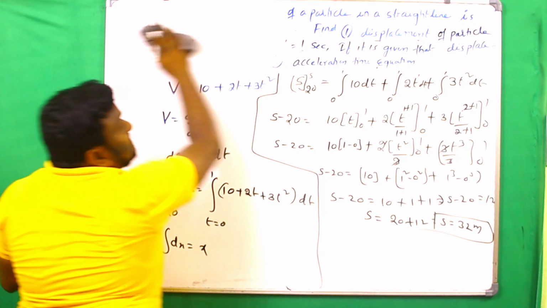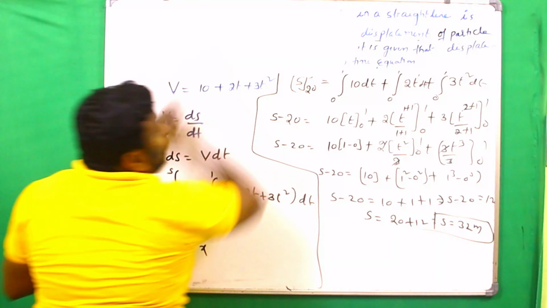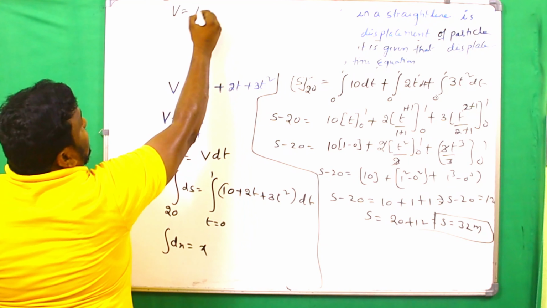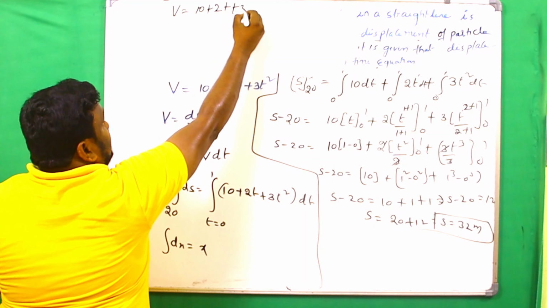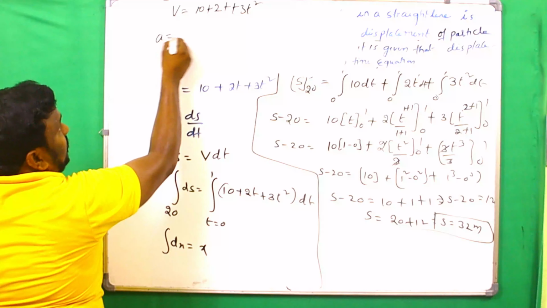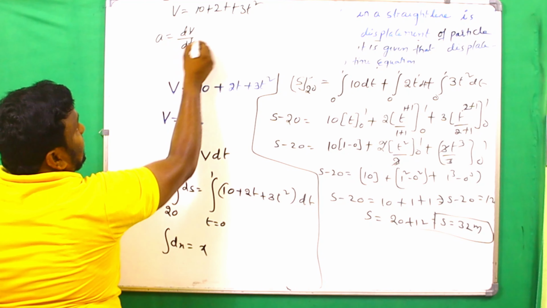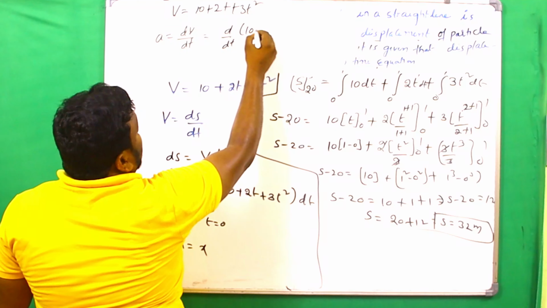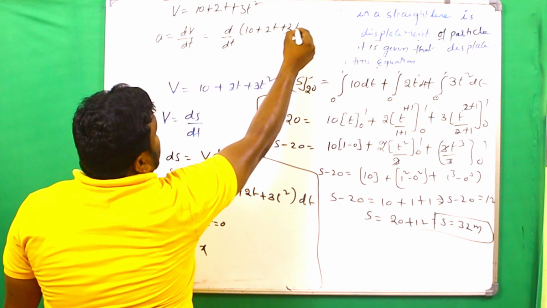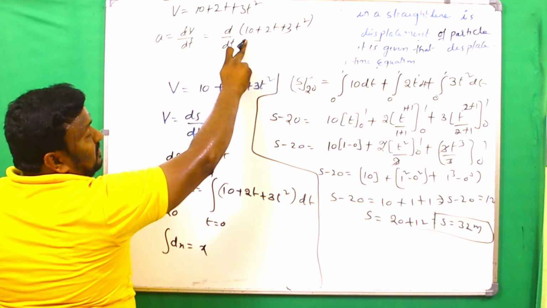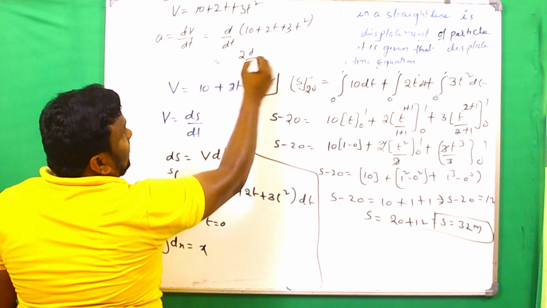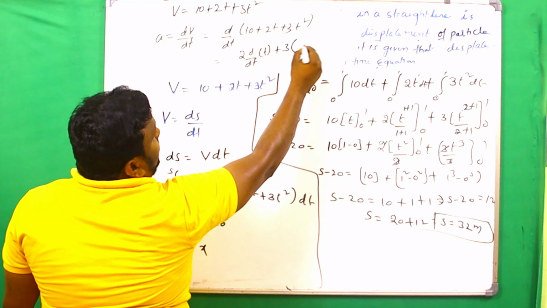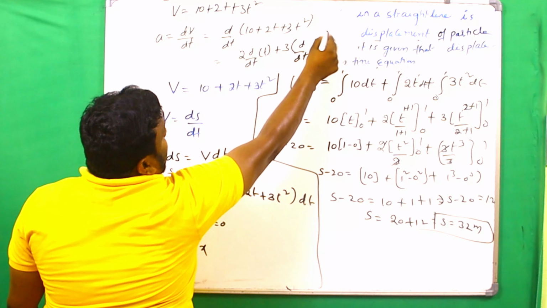Okay, clear? And the second one is we want to find the acceleration. Already, v equals 10 plus 2t plus 3t square. Acceleration is the differentiation of this, dv by dt. Then d by dt of 10 plus 2t plus 3t square. Here there is no variable in the constant, so simply 2 of d by dt of t plus 3 of d by dt of t square.